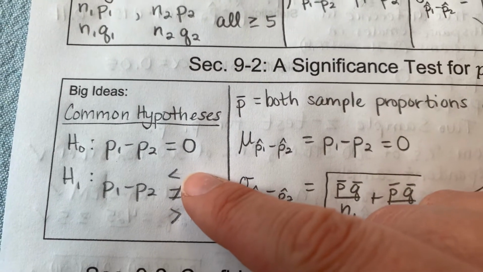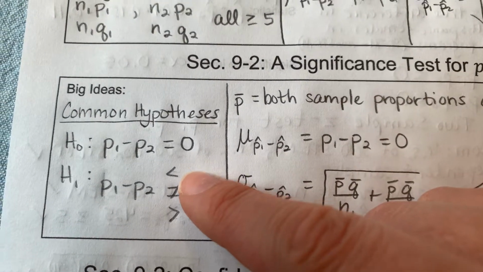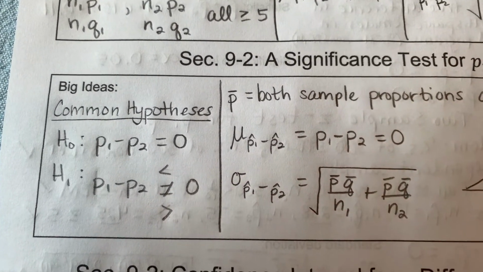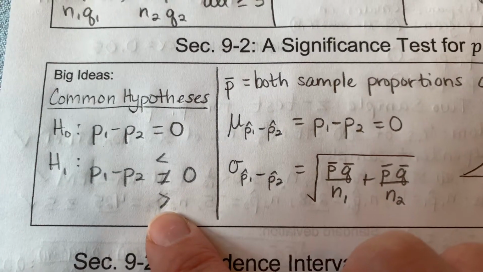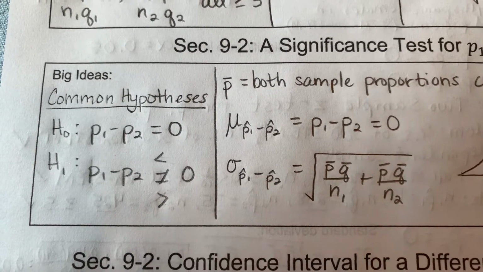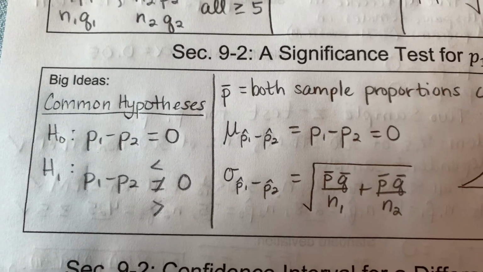Is it less than, like it was for the underrepresented STEM students? Is it not equal to, if you're just looking to see if they are different, you don't care which direction they're different, just different? Or is it greater than, if you want the first to be greater than the second? Okay, so those are your common hypotheses.